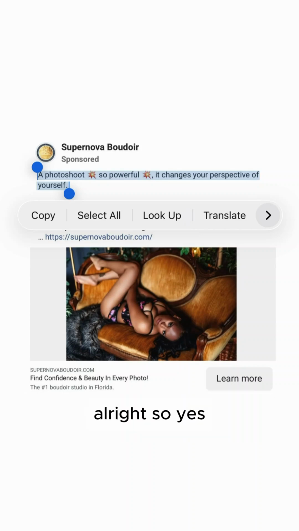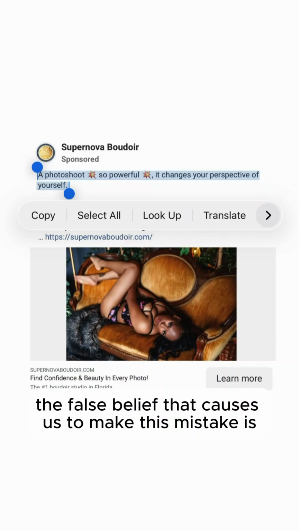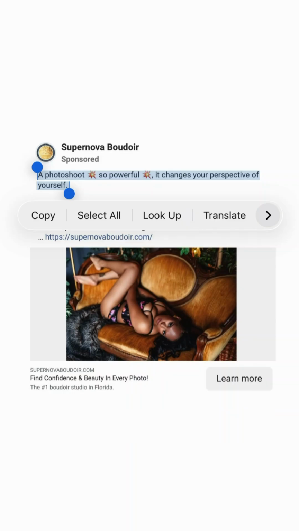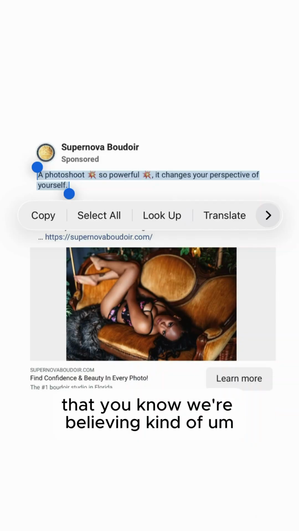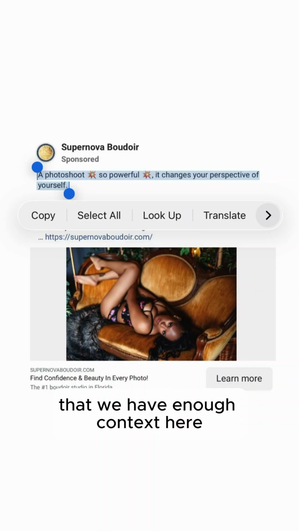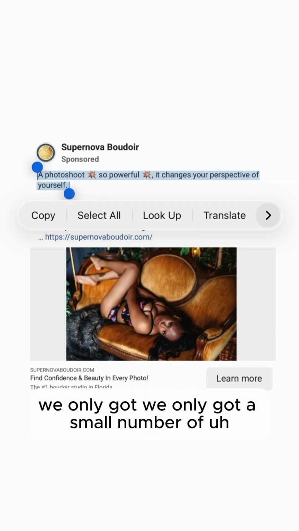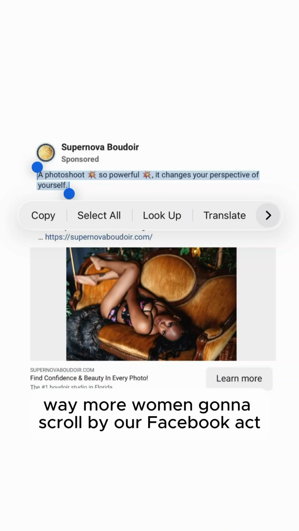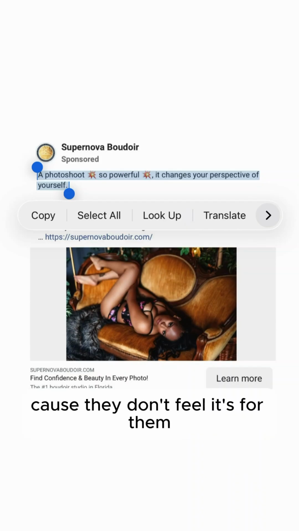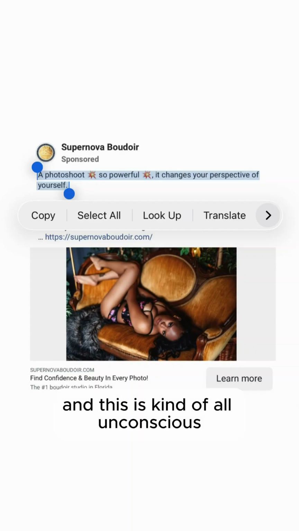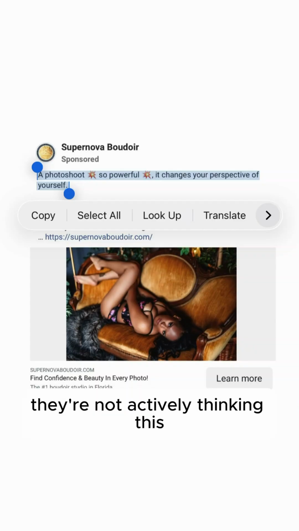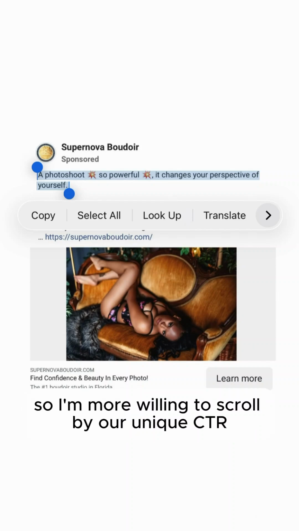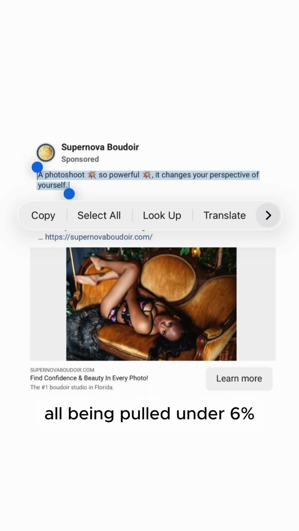All right, so yes, the lack of context mistake. The false belief that caused us to make this mistake is that we're believing that we have enough context here, but it's not. We only got a small number of context points. But now the consequence of this is way more women going to scroll by our Facebook ad because they don't feel it's for them, and this is kind of all unconscious. They're not actively thinking this. So more women scrolling by, our unique CTR being pulled under 6%, wasting our money.